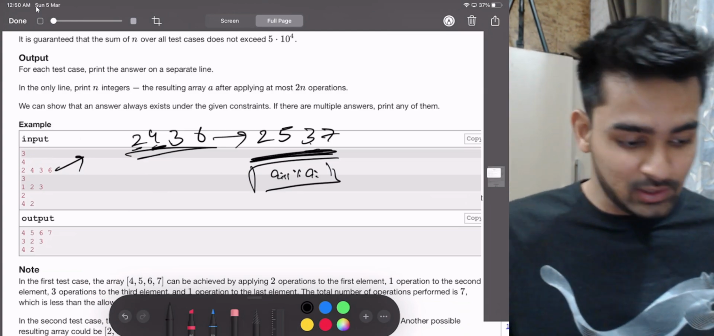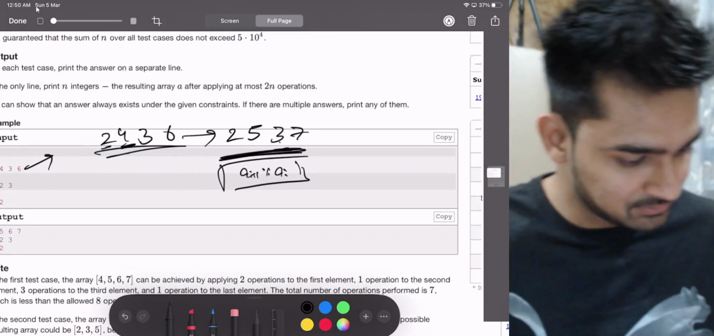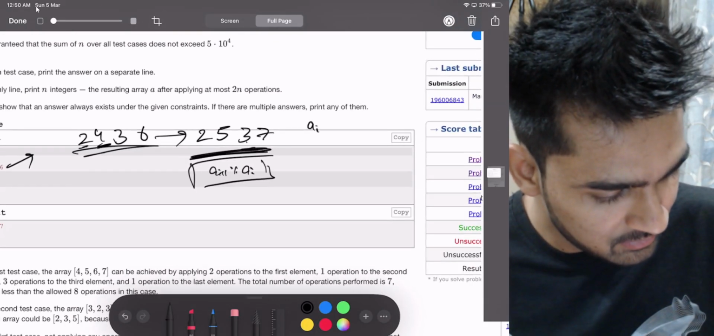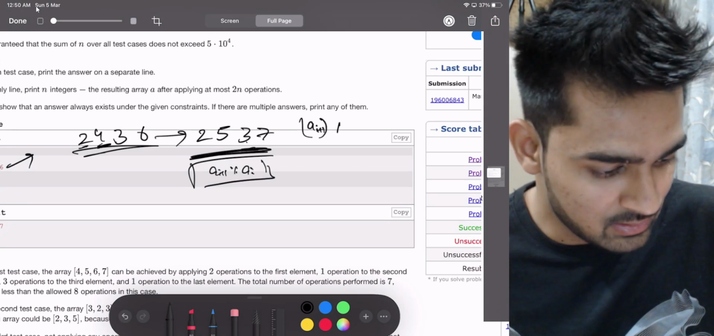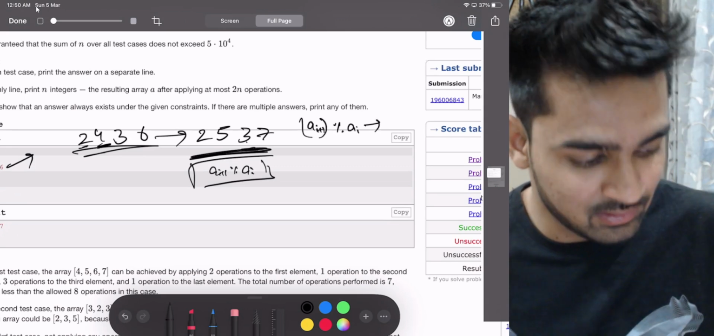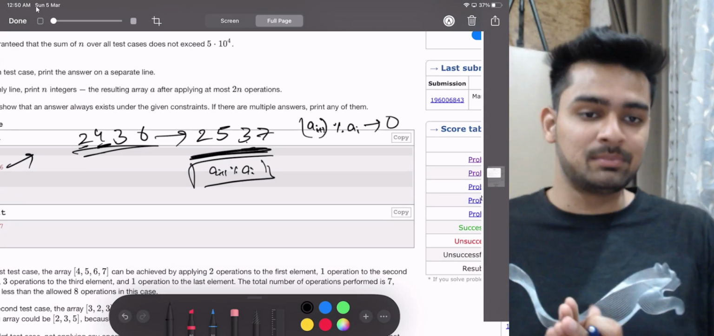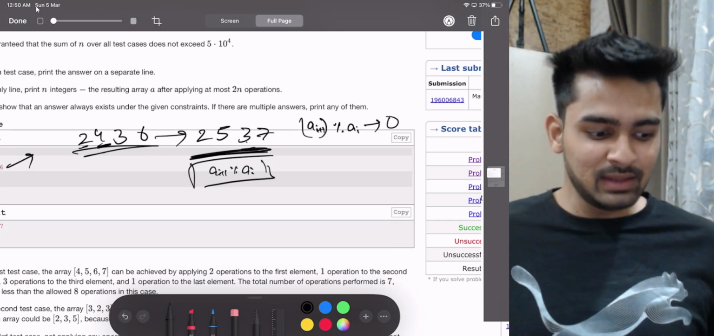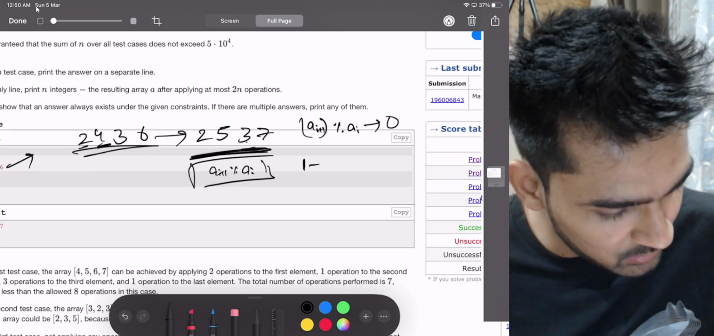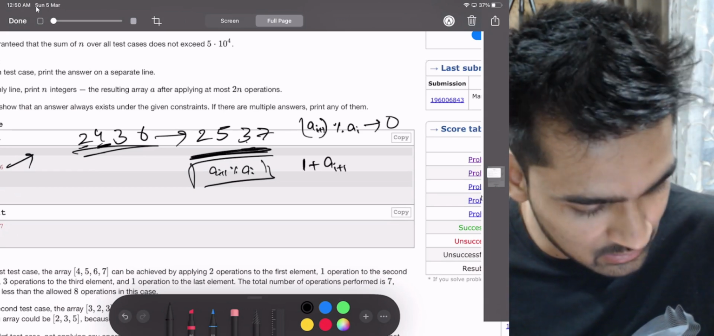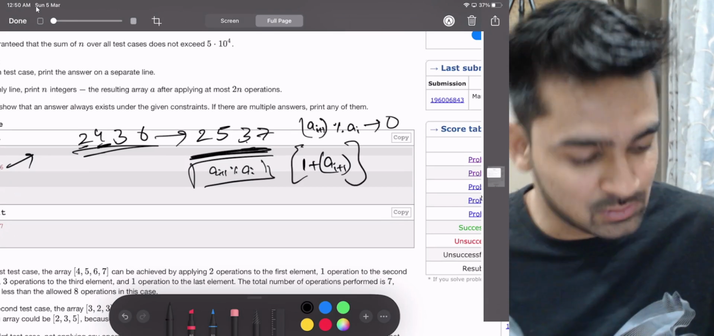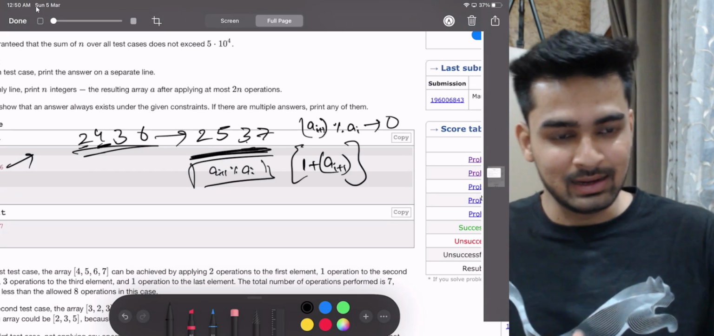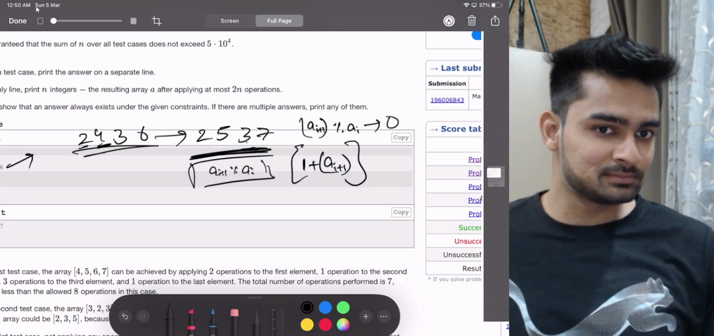Now, how do we actually do this? Let's suppose that some ai plus 1, when divided by ai, gives a remainder of 0. That means ai plus 1 is divisible by ai. Now, if that is the case, what if we add 1 to ai plus 1? If we add 1 to ai plus 1, we are sure that it won't be divisible by ai anymore unless ai is equal to 1.